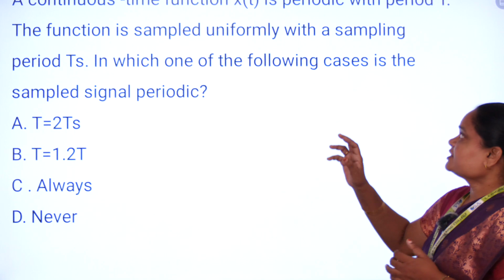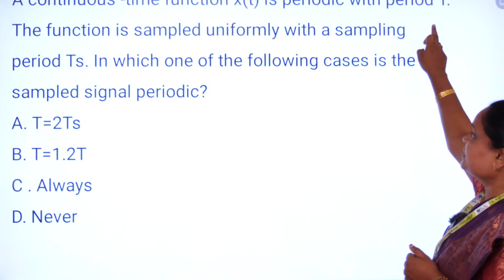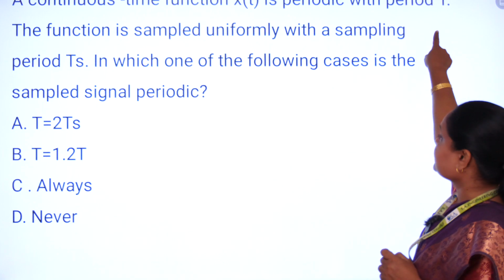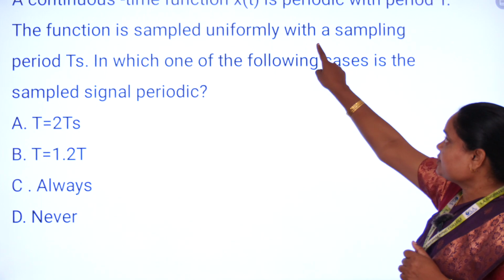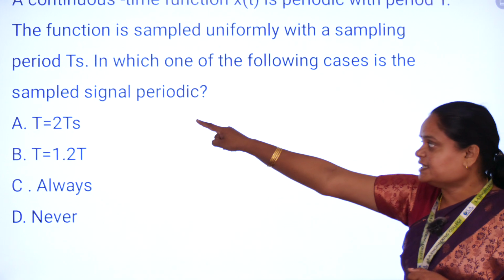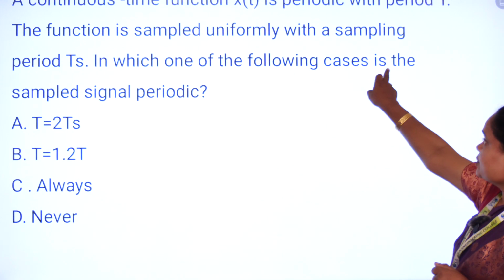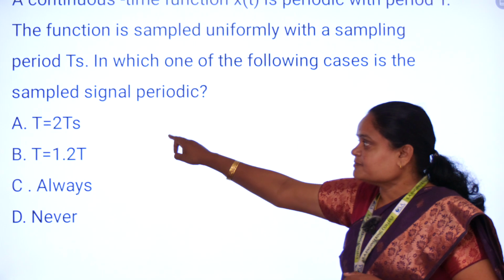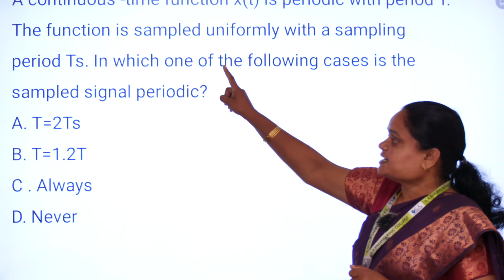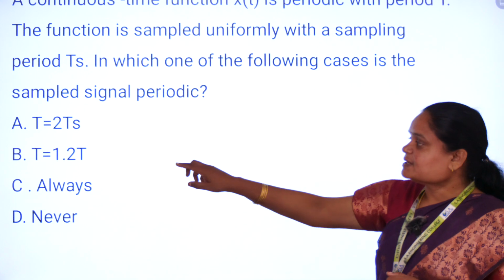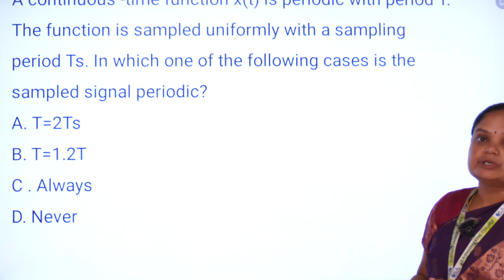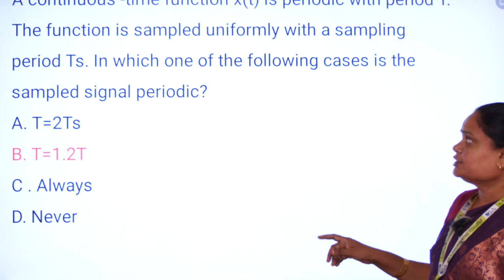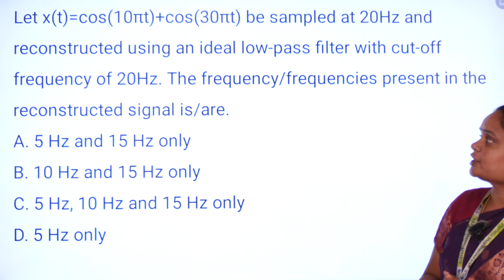A continuous time signal x of t is periodic with period T. The function is sampled uniformly with a sampling period Ts. In which one of the following cases is the sampled signal periodic? So from these options, the one that gives a periodic signal is B, that is Ts equal to 1.2 T. That is the answer. This signal is periodic in nature.